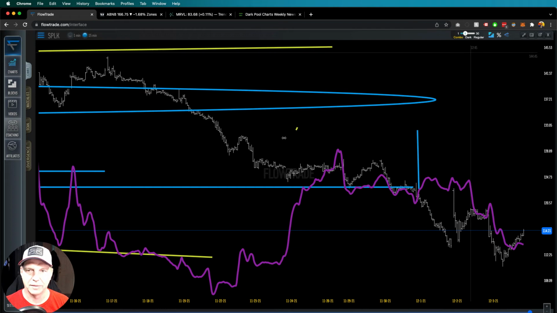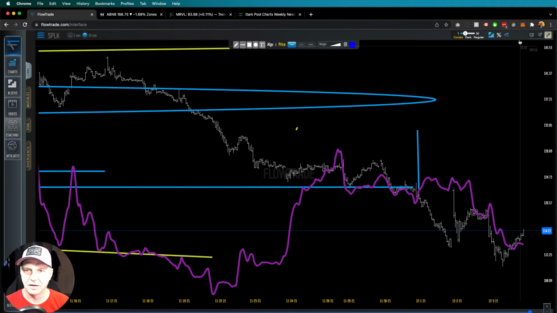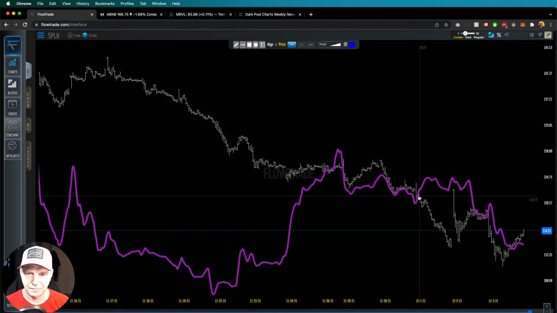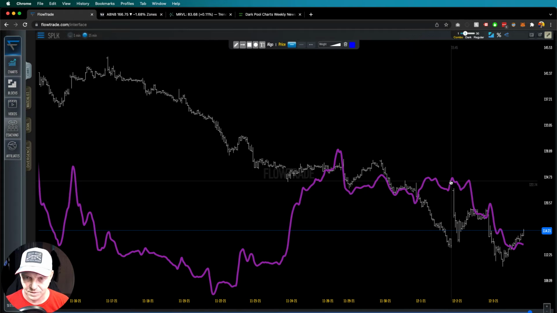Look at this bad boy. Let me just go ahead and clear this out. So the divergence we were looking to play out, right? This was the divergence here. Price action was going down. The algorithm was up and rising going into the week, right? It was a very fresh divergence. That's what we call that.